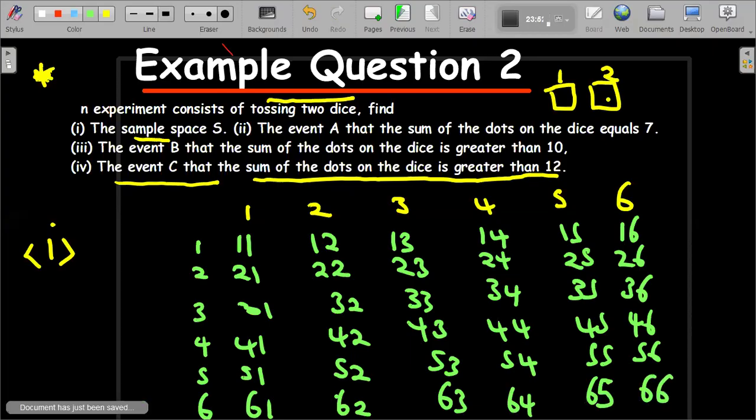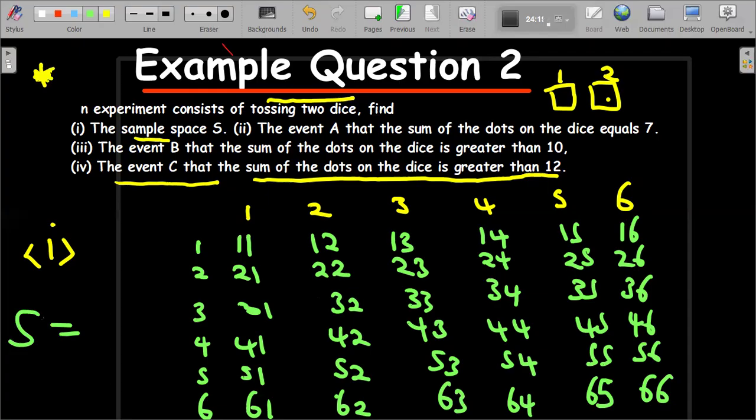Okay, so whatever I've drawn here will be our sample space. So we're going to say sample space is equal to this whole thing here. Why? Because we are rolling 2 dice at the same time. So we have 2 dice at the same time, and these here are the possible combinations that you're going to get. Okay, so this is the sample space. So we've answered the first one.